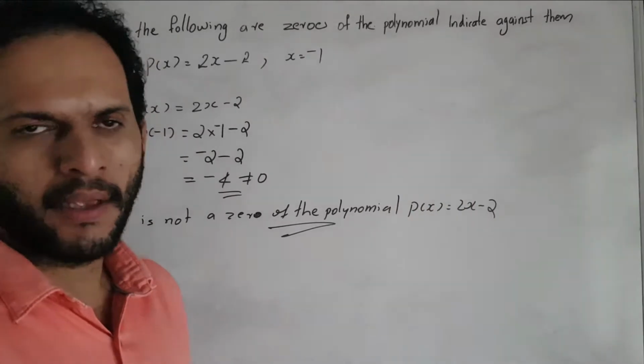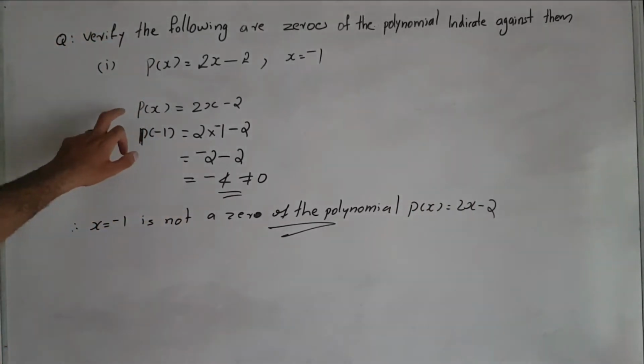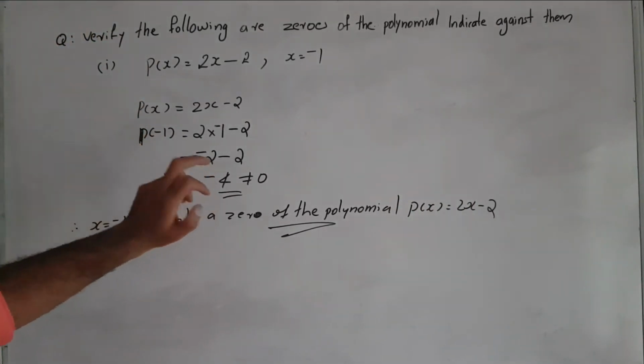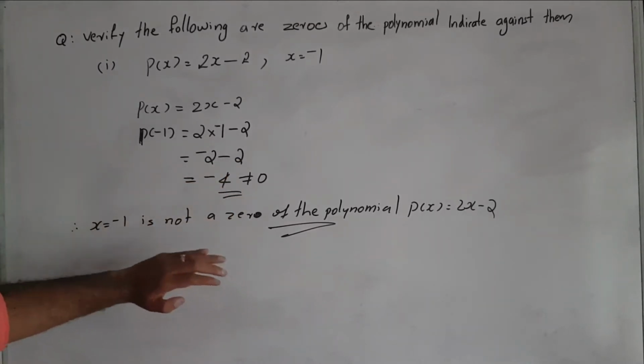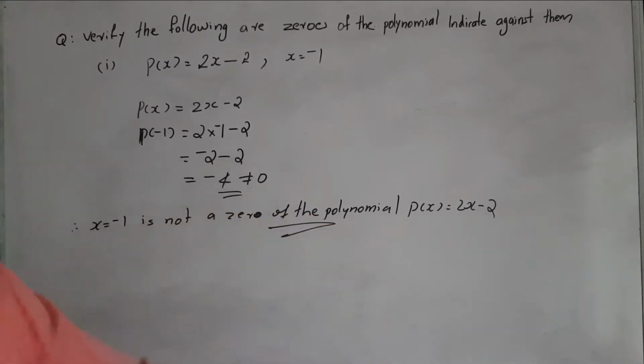When we give minus 1 for x in p of x, we do not get 0. We got minus 4. So, we conclude x equal to minus 1 is not a zero.